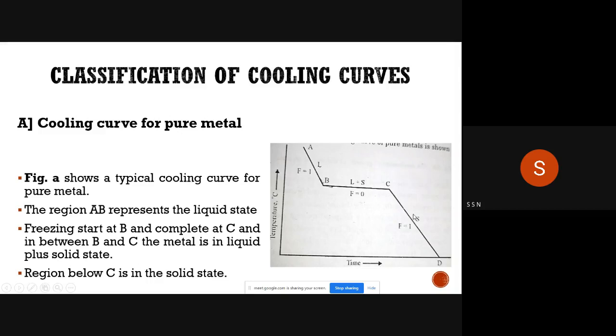Again, from C to D point, there is a change of phase completely into solid, and there only solid phase you will get from C to D point. As temperature decreases, as time increases, only one phase you are getting. So this is a cooling curve for pure metal. Here in region AB, there is only liquid phase, region B to C, liquid plus solid, and from C to D, there is only solid phase. It is written in the diagram.